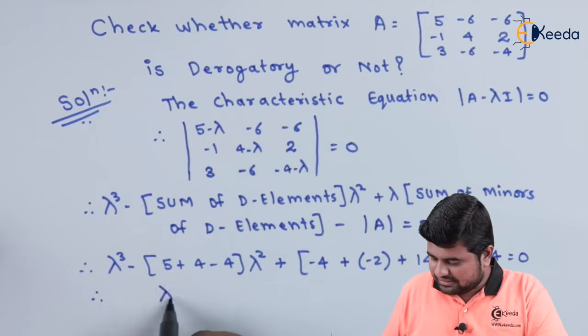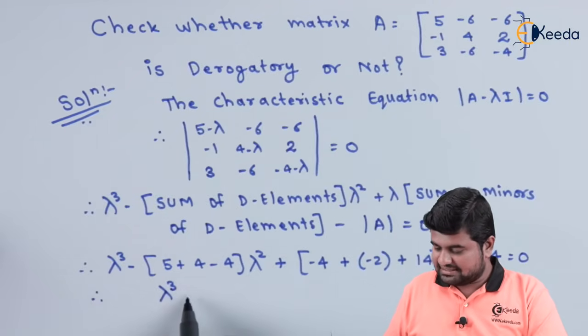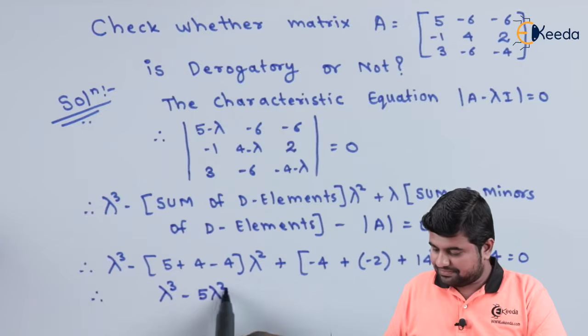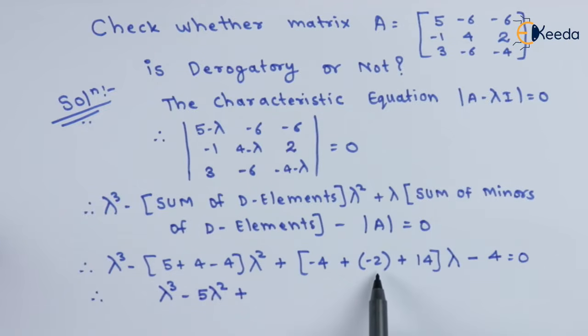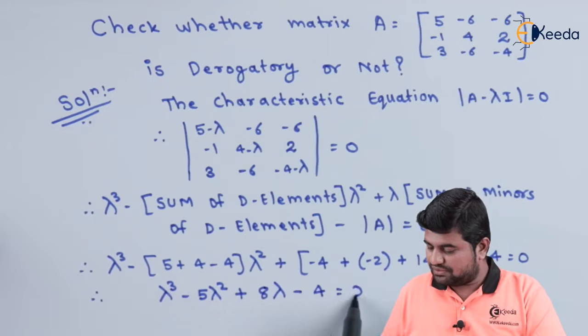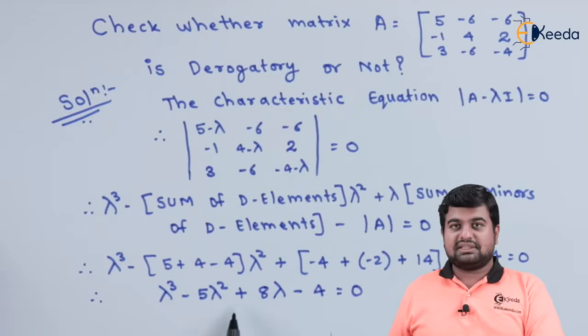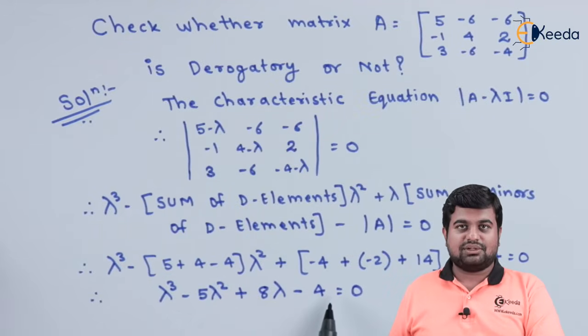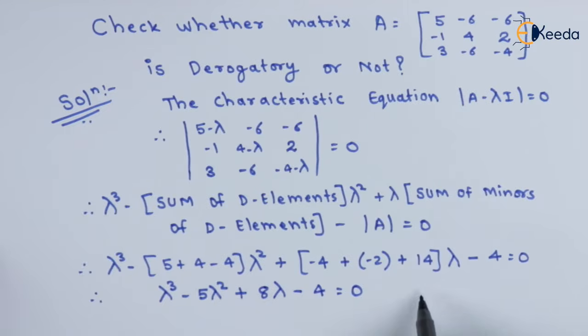Therefore, we have lambda cube, minus 5 lambda square, plus the sum of minors, minus 4 minus 2 plus 14, which is 8, lambda, minus 4 is equal to 0. If you solve this particular equation by calculator, you are going to get these roots.